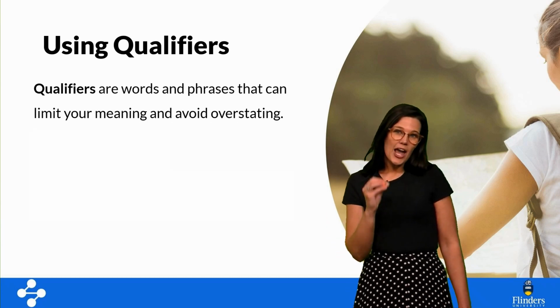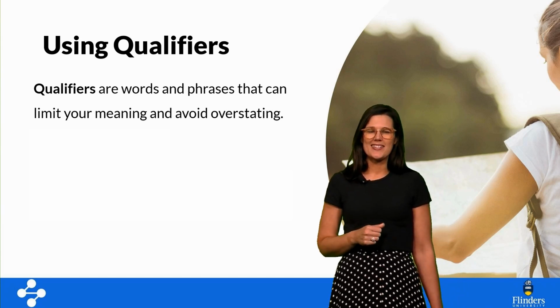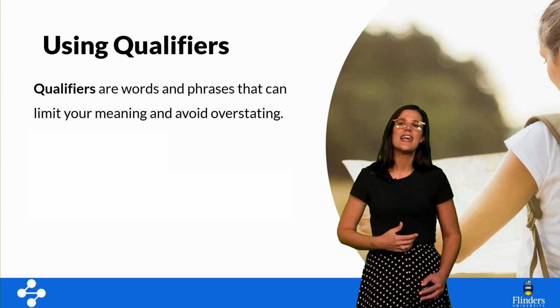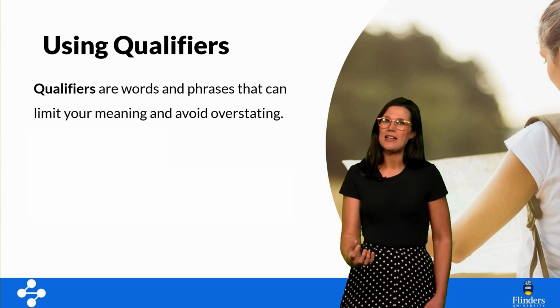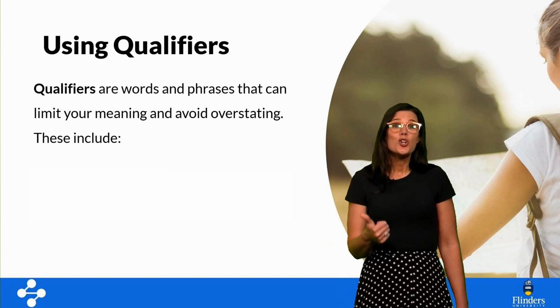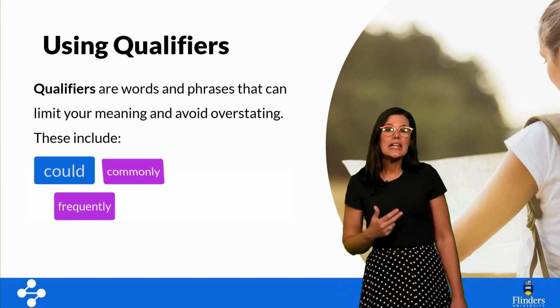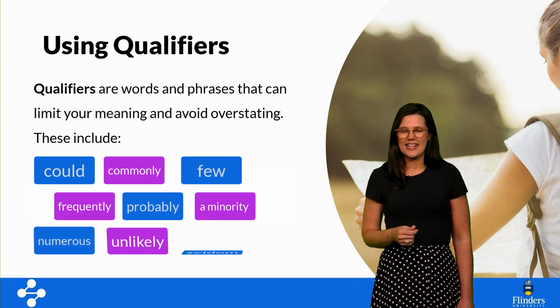So something that can really help us with this balance of language for our thesis statements is using qualifiers. And qualifiers are those words and phrases that limit meaning and help us avoid overstatements and generalizations. So these include words like could, frequently, commonly, probably, few, a minority, numerous, unlikely, and seldom.